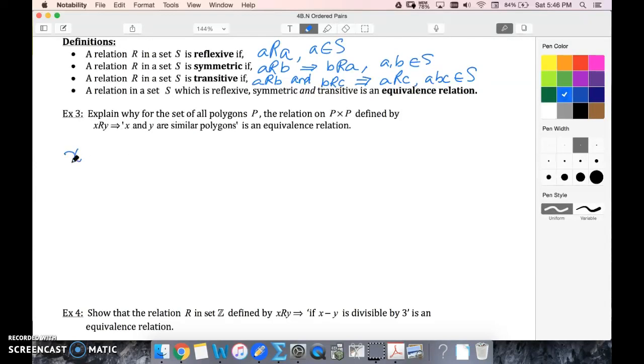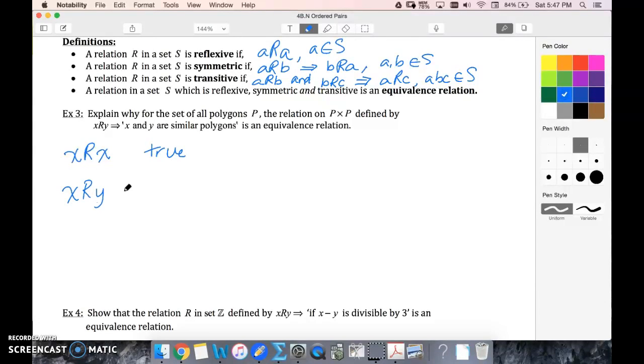So if we think about X R X, what we're really saying here is that a polygon and itself are similar. Well, of course that's true. Any polygon is going to be similar to itself. So this is true.